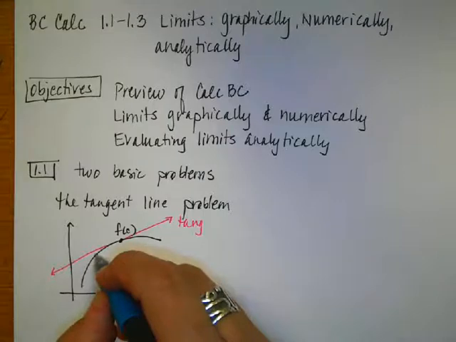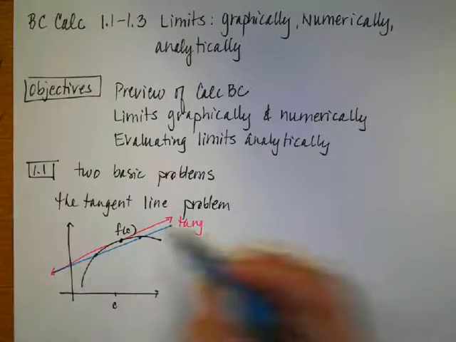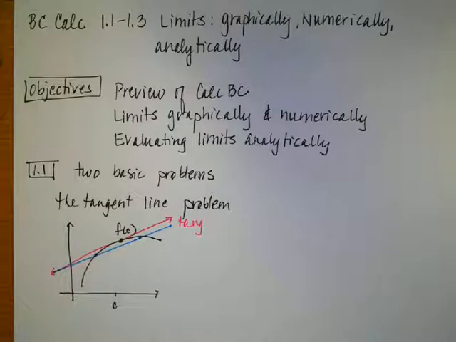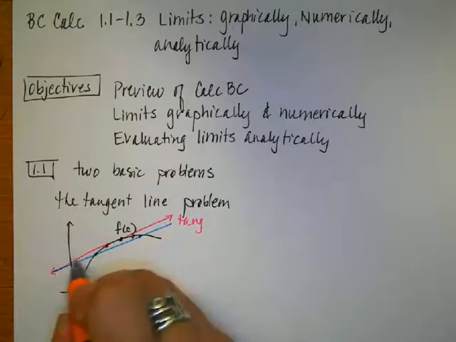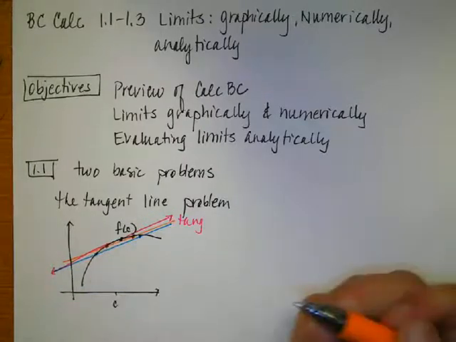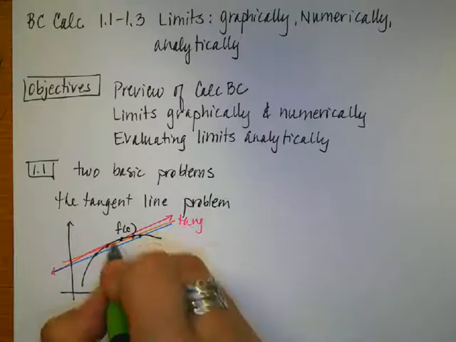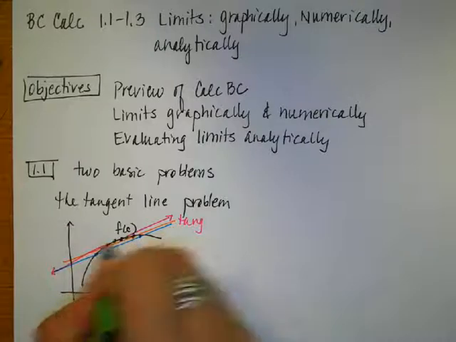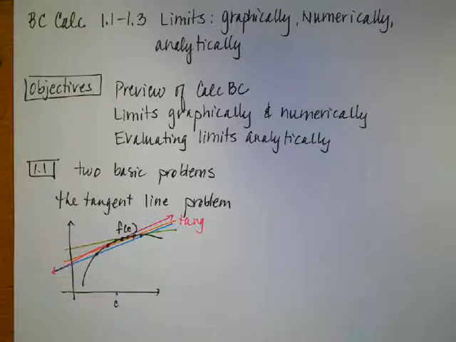So if I chose 2 points and I drew a secant line through the curve, and then let's say I chose another 2 points and I drew a secant line through the curve, and then I chose yet again another 2 points closer to the curve, right? Eventually, as I get closer and closer with my secant line, I can approximate the slope of the tangent.